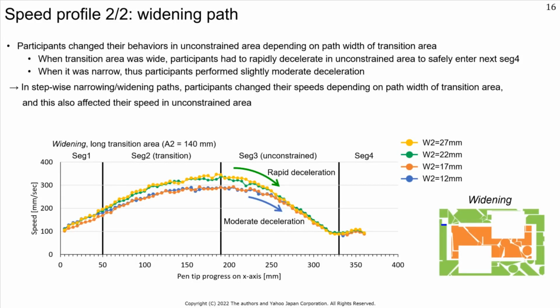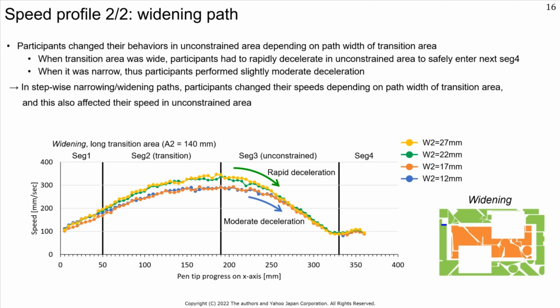Also, for the widening path configurations, the participants changed their behaviors in the unconstrained area depending on the path width of the transition area. The speed in the transition area was strongly restricted by the path width. Therefore, when the path width of the transition area was wide, the participants had to rapidly decelerate in the next unconstrained area to safely enter the next segment 4. In contrast, when the path width of the transition area was narrow, the speed at the beginning of the unconstrained area was not high, and thus the participants performed a slightly moderate deceleration.